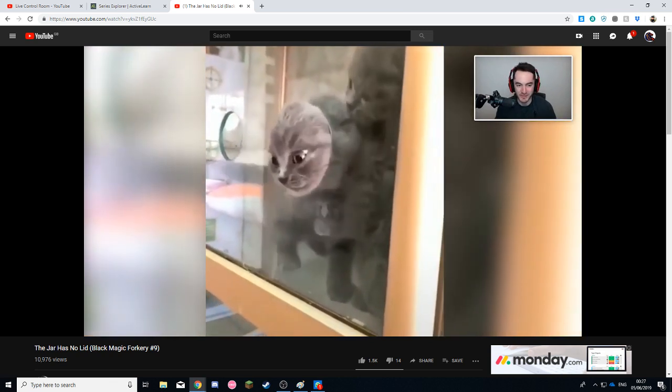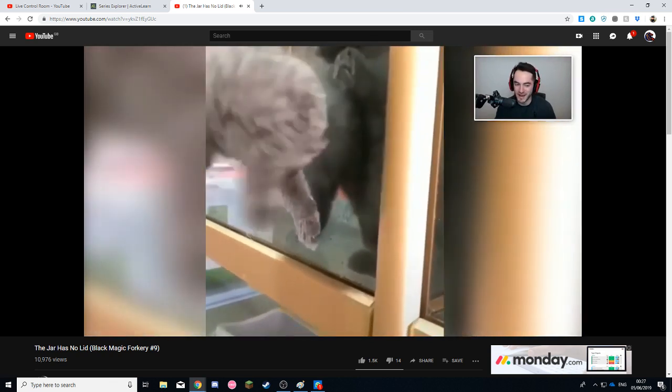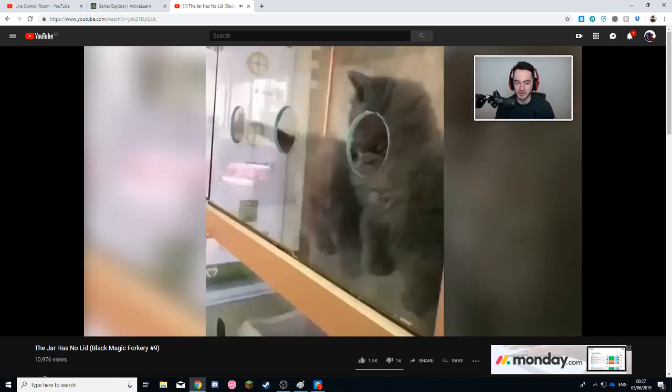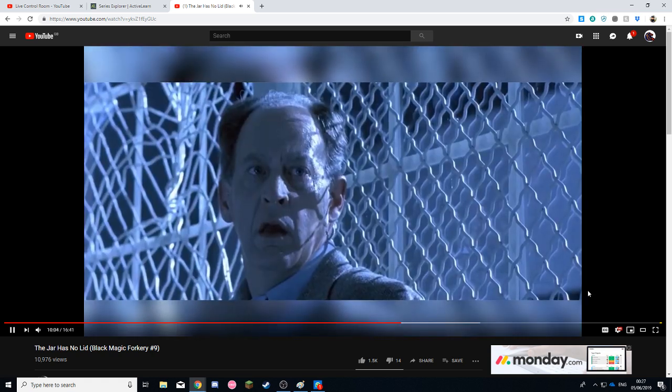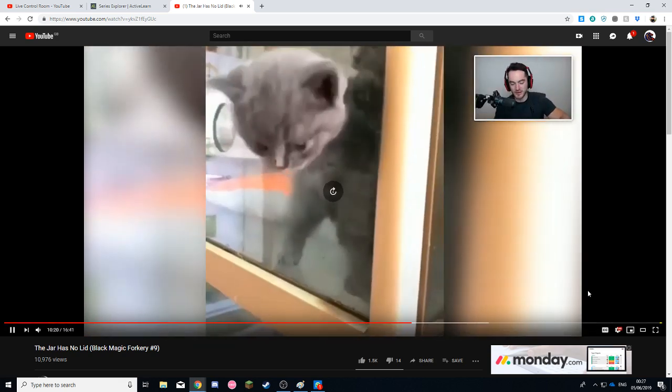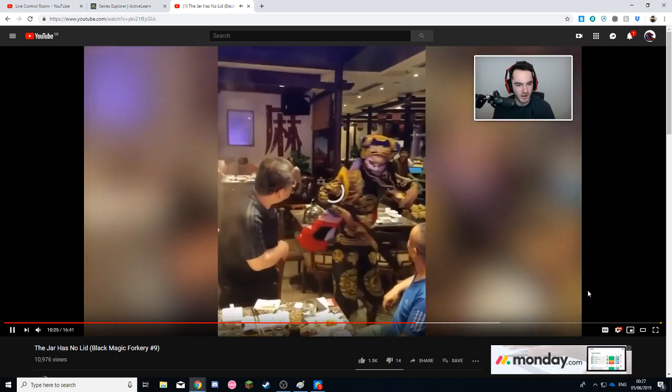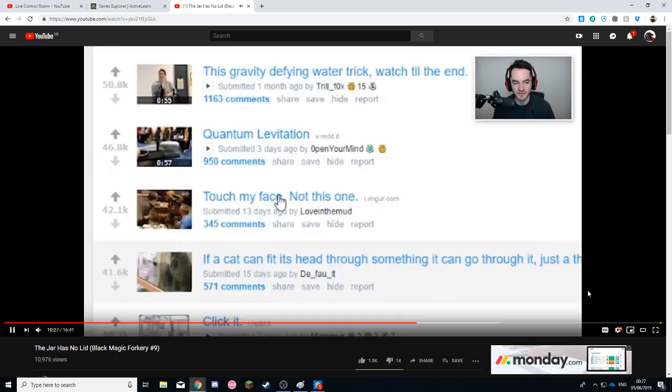Meanwhile, the person with the camera is just like, I'll observe as this cat runs away. Bro, if the cat can fit through that, I'm sure it can also fit under a door. Terminator cat, okay? Touch my face, not this one.